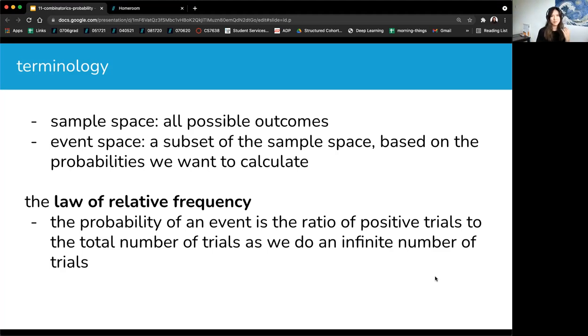Let's say you do it 10 times, 100 times. The more times you do it, the closer the ratio gets to 1 out of 6. So that's the whole idea of probability, using the law of relative frequency. That's just one way that you can help think about probability a little bit.